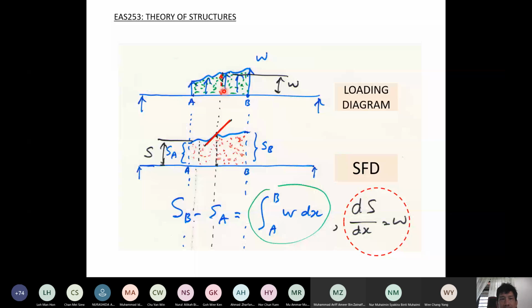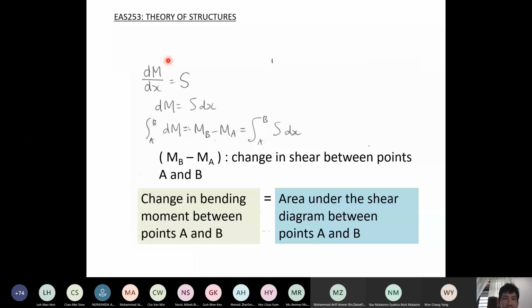The second set of equations comes from here. dM/dx is equal to S, and we integrate from A to B. Then we get MB minus MA, equal to the integral from A to B of the shear force diagram. So this means that the change in bending moment between A and B is equal to the area under the shear force diagram between points A and B.